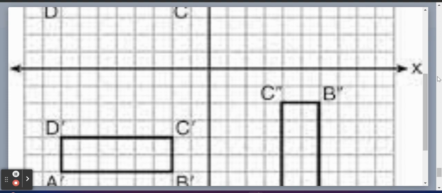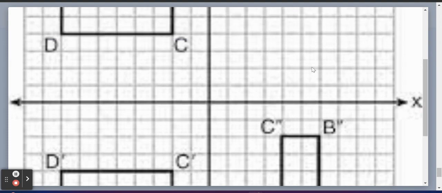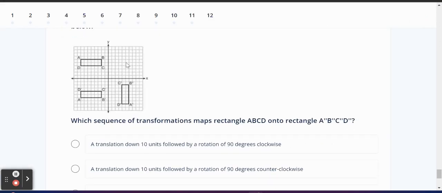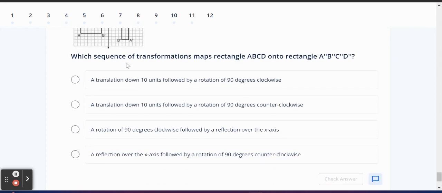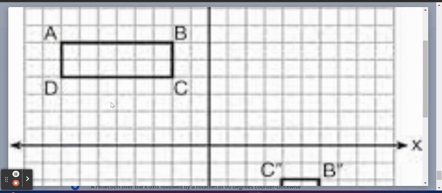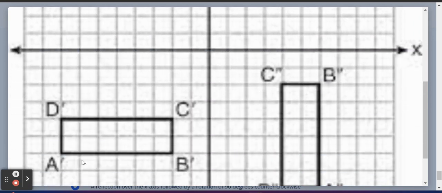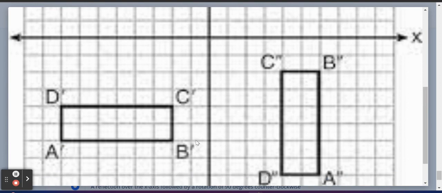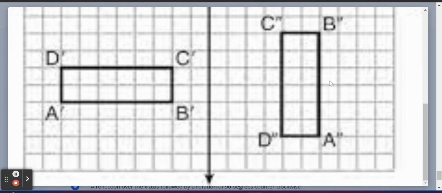Let's see if that's a choice. We know it's definitely over the x-axis. Reflection over the x-axis followed by a rotation of 90 degrees counterclockwise. There is my answer right there. So you have to be careful when you're looking at the orientation of the letters, right? The AB starts up top, then goes on the bottom, and then it goes to the right. So it's being reflected and then rotated.